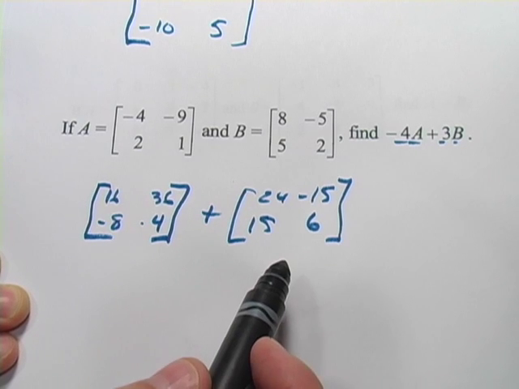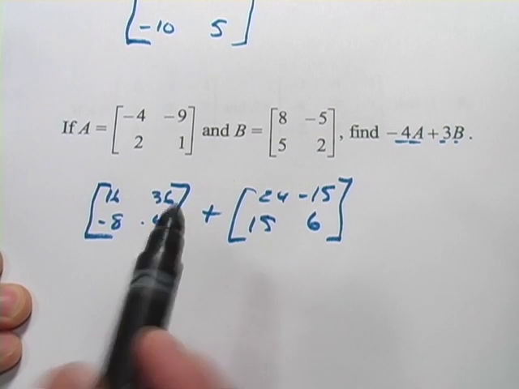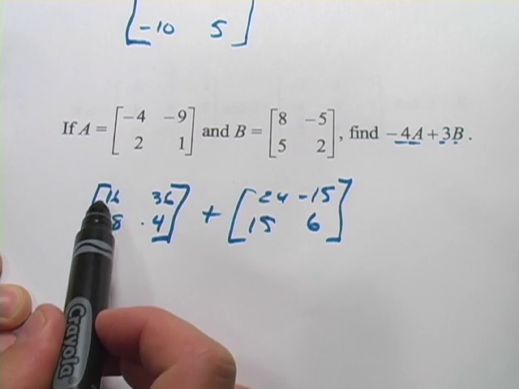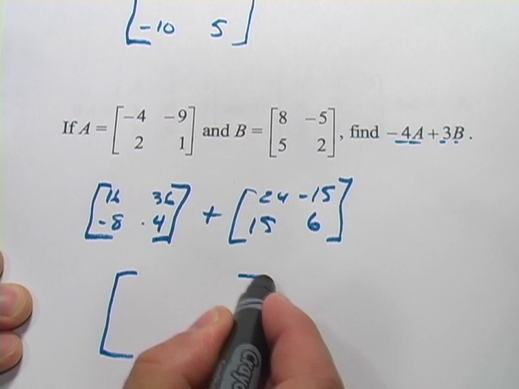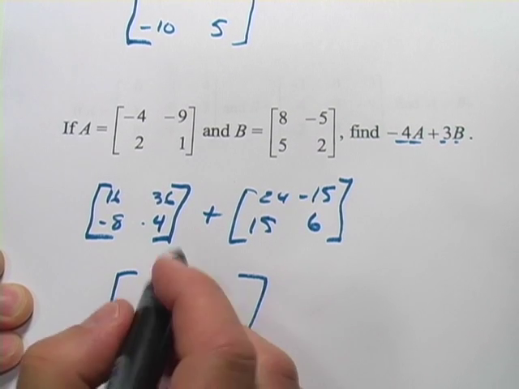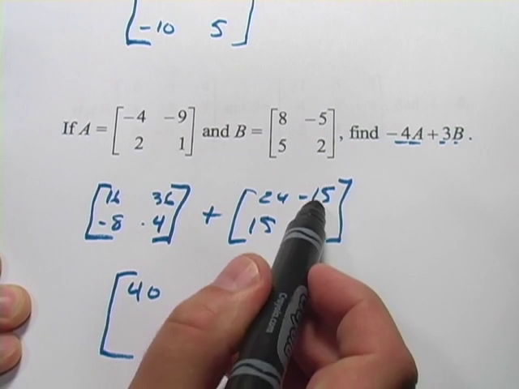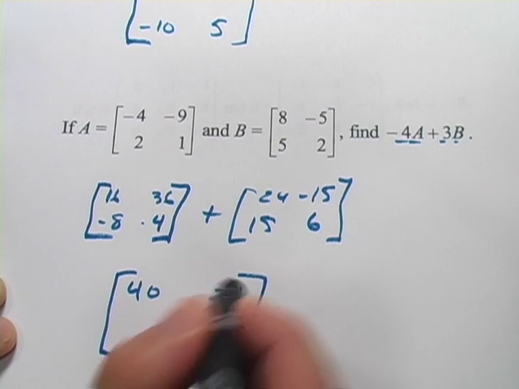We simply need to add them. And remember, when you add two matrices, you simply add each of the elements that are in the same places. So a 16 is in the first column, first row. We're going to add that to the 24 to get our new first column, first row number. So 16 plus 24 should be 40. And then 36 plus a negative 15, that's 36 minus 15, that's going to be 21.